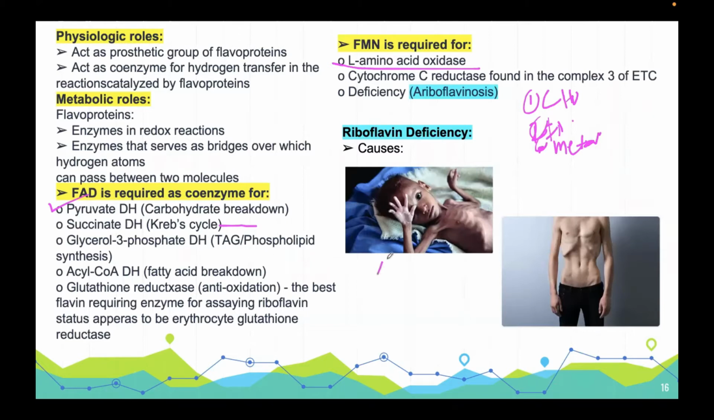It can cause malnutrition, as can be seen in the photo. Number 2, malabsorption, anorexia, and chronic alcoholism. Again, what are the deficiencies associated with your vitamin B2? It causes malnutrition, malabsorption, anorexia, and chronic alcoholism.